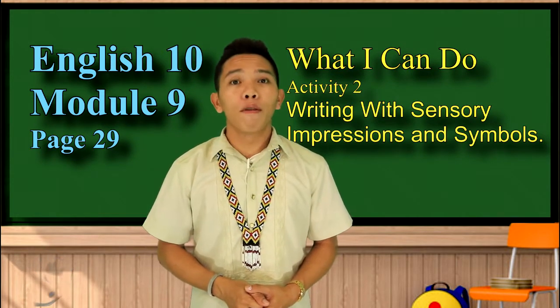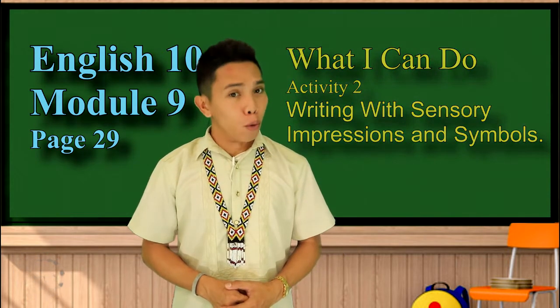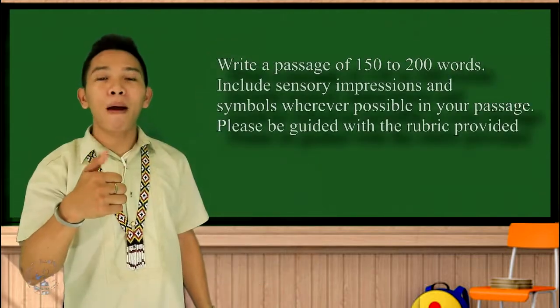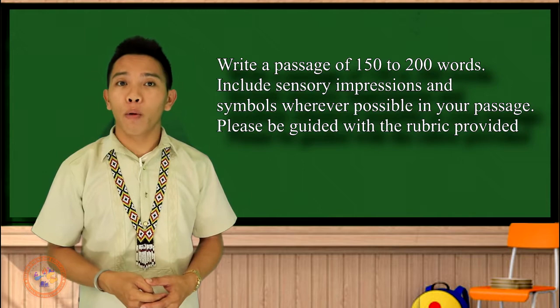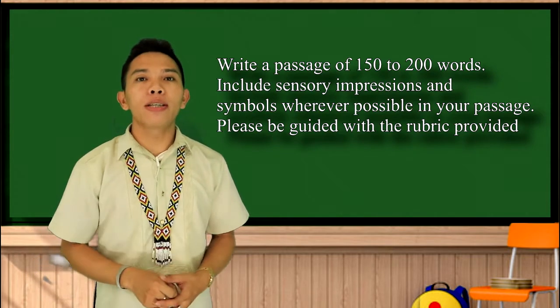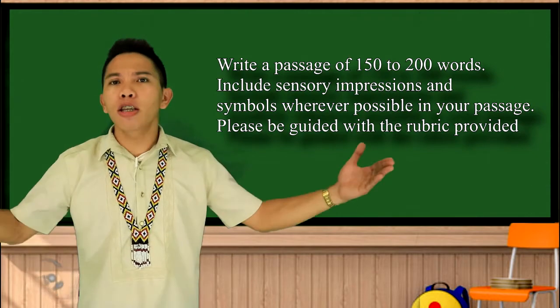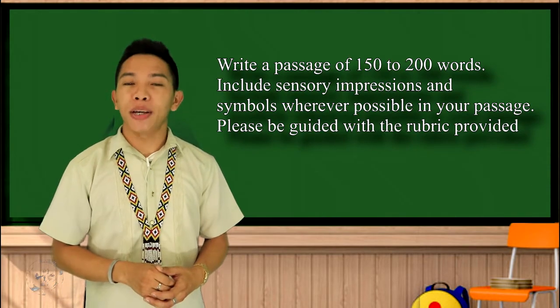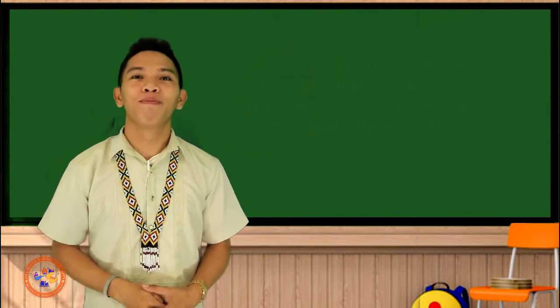Use one of the following subjects or think of one of your own. Write a passage of 150 to 200 words. Include sensory impressions, symbols, wherever possible in your passage, but please be guided with a rubric found in your module.